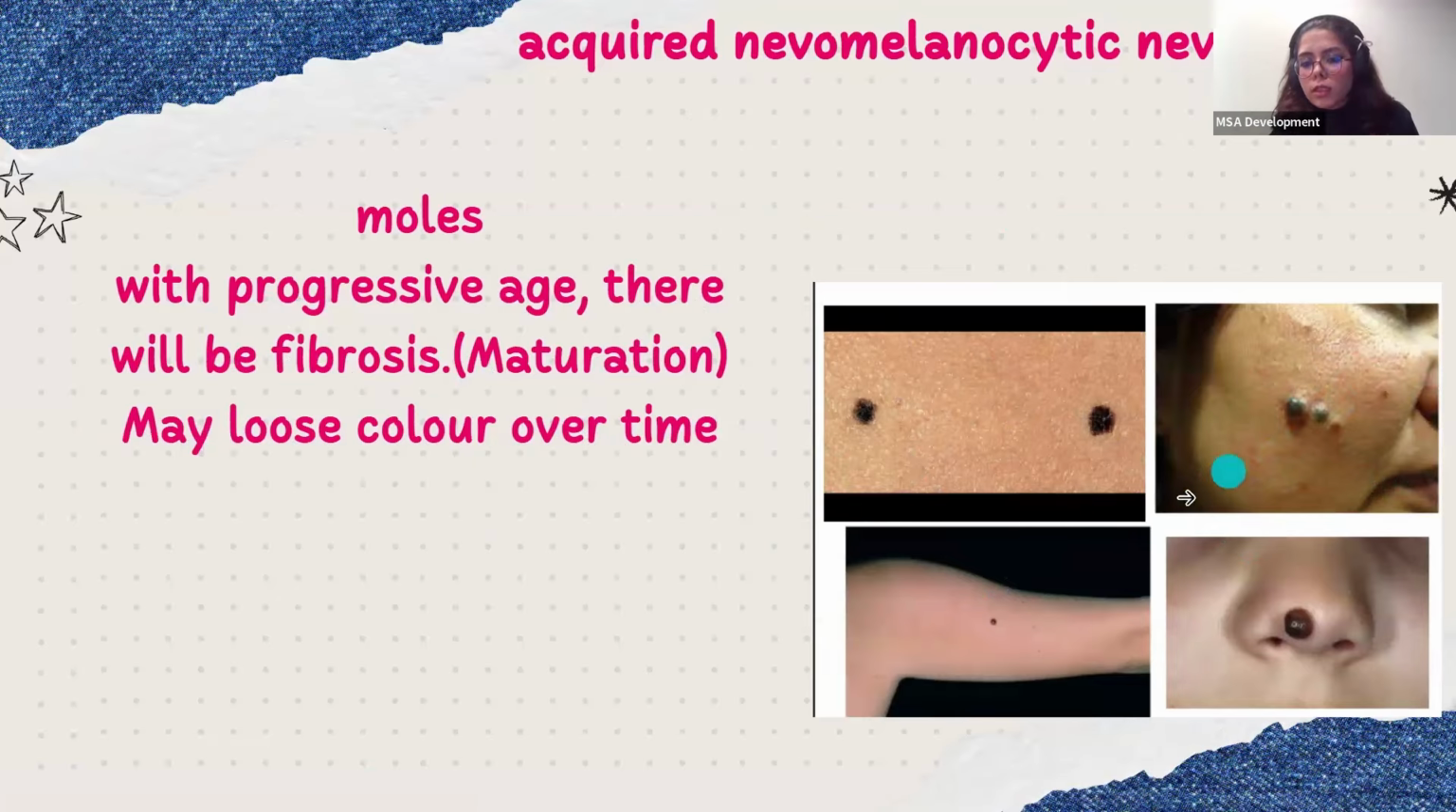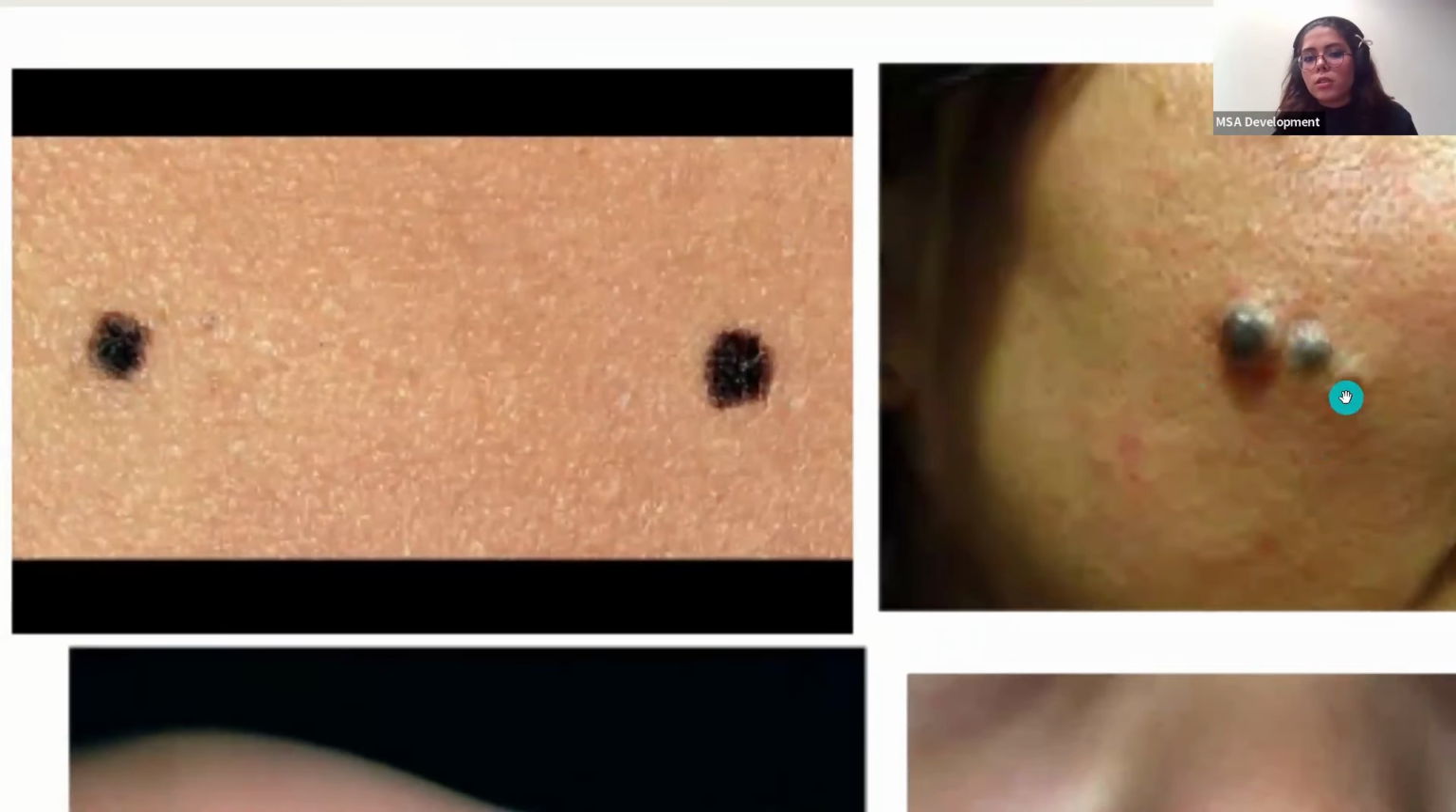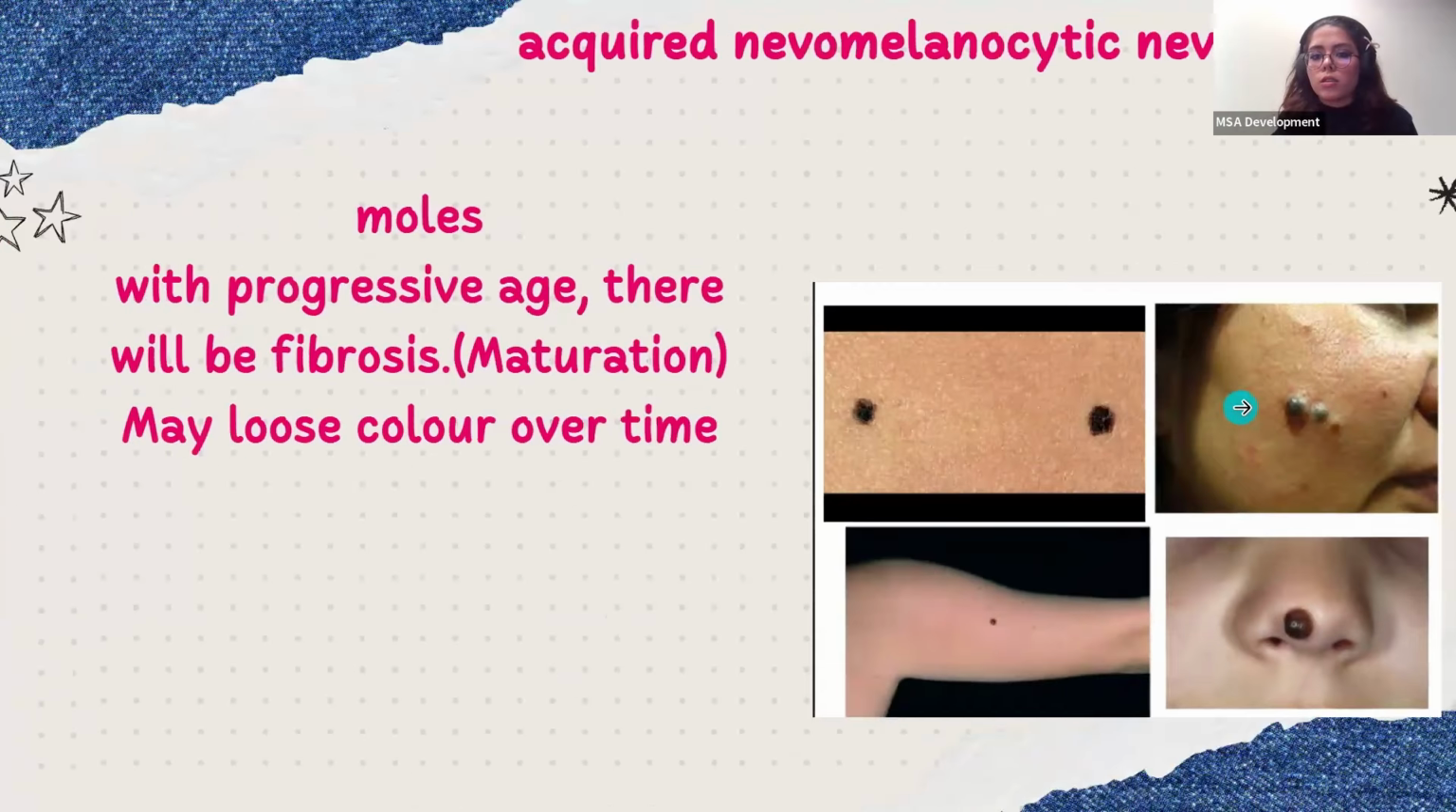It may lose color over time. You can see over here, there's some sort of fibrosis and it's losing color. It's not as dark brown as it should be or usually is.